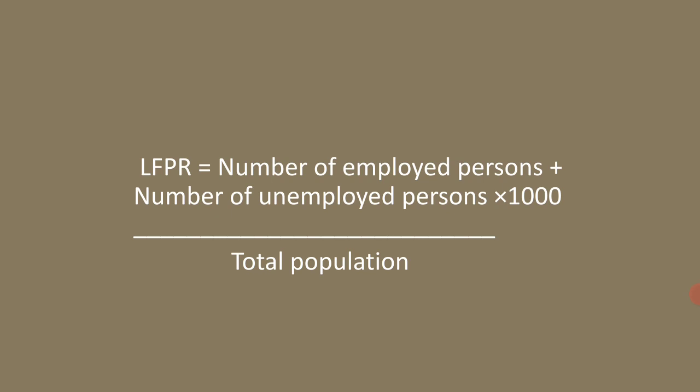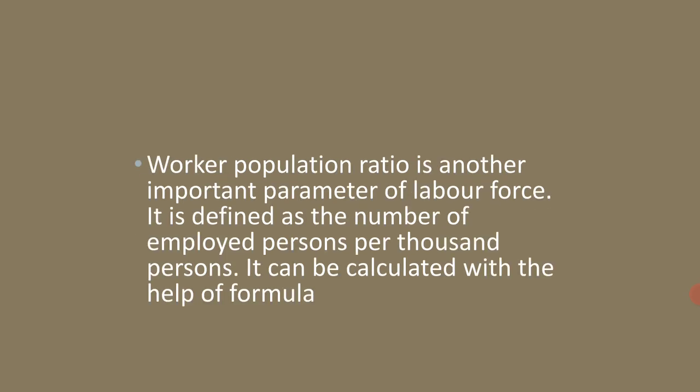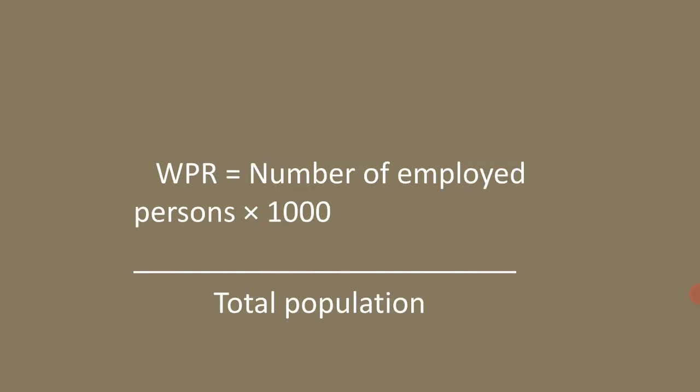Yes, no doubt my dear students, this LFPR throws light on the working population of the country. So either employed or actively searching for work or unemployed, all these things are clearly analyzed with the help of LFPR. And let us continue the session with the explanation of one more formula. Yes, my dear students, once again I will repeat, this workers population ratio is a very important parameter of the labor force. And again it is explained like this: the number of employed persons per 1000 persons. So this is called the workers population ratio. And here what we consider is the number of employed persons into 1000 divided by total population.